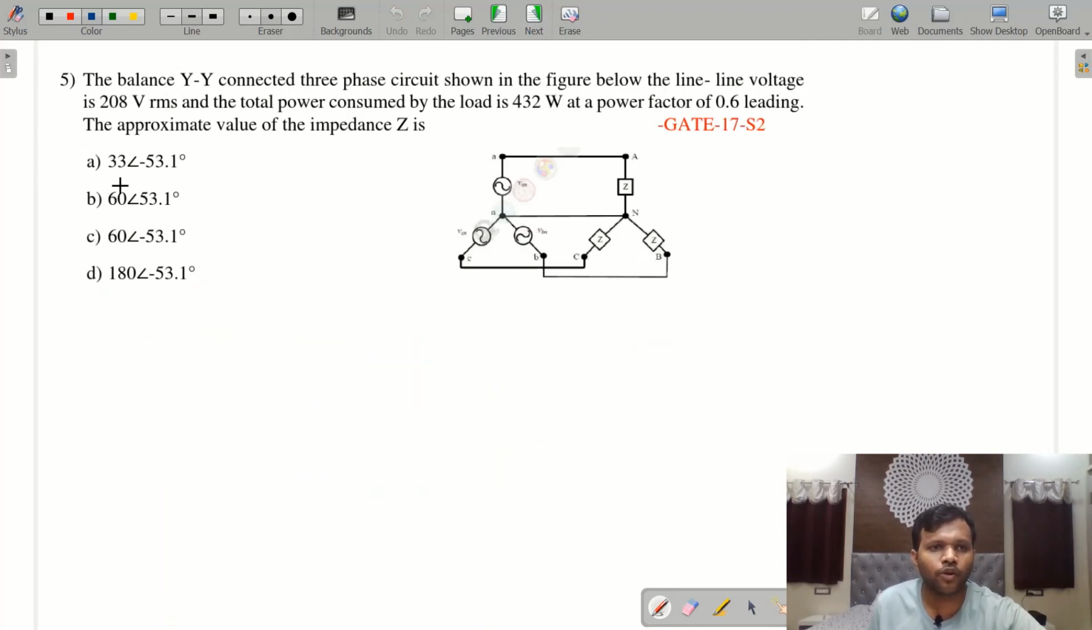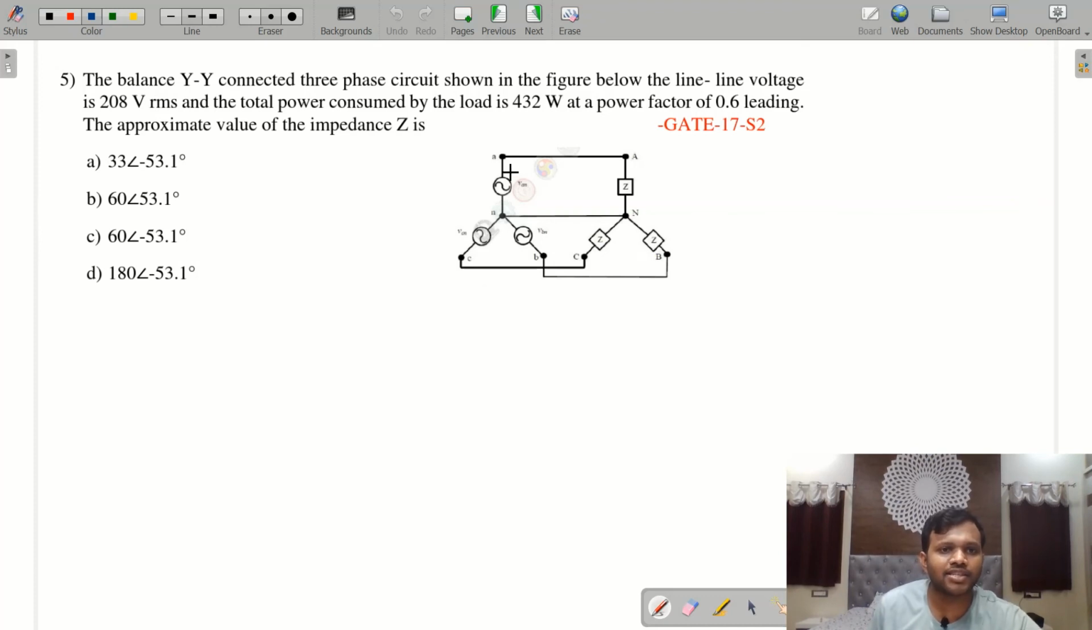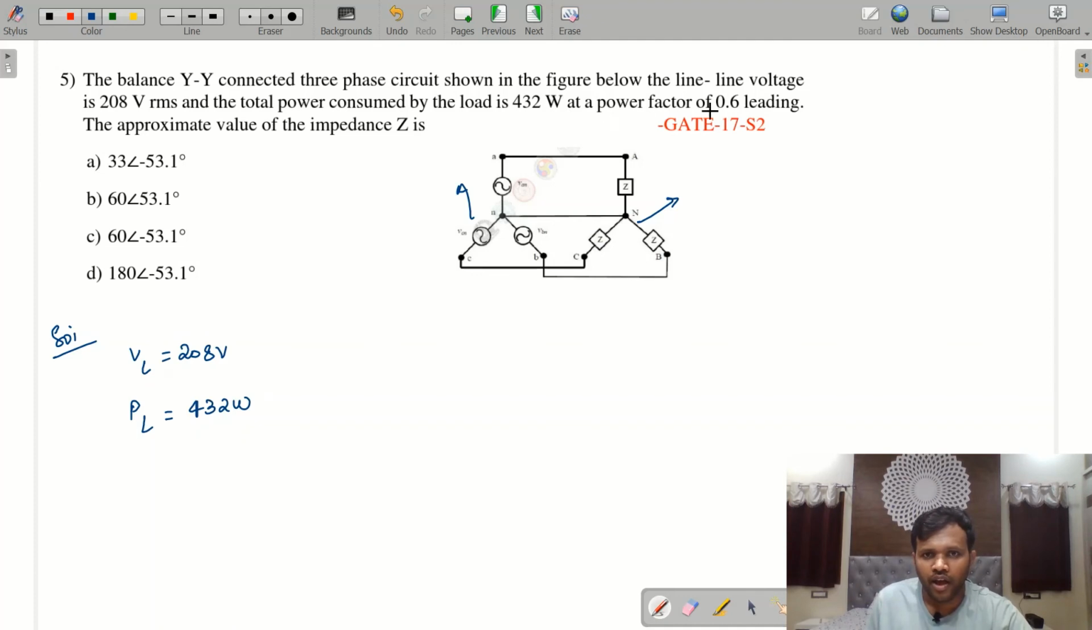The last problem that we are going to discuss today, right. A balanced Y-Y connected star, means the source is connected in star and the load is also connected in star, three-phase circuit shown in the figure below. The line to line voltage is 208 volts, okay. So given VL equal to 208 volts RMS value, and the total power consumed by the load, load power PL equal to 432 watts at a power factor cos phi, also they had given 0.6 leading, okay. The approximate value of the Z, so simple problem, okay.